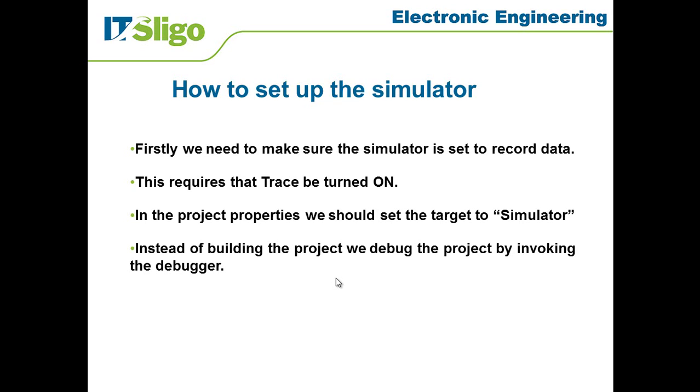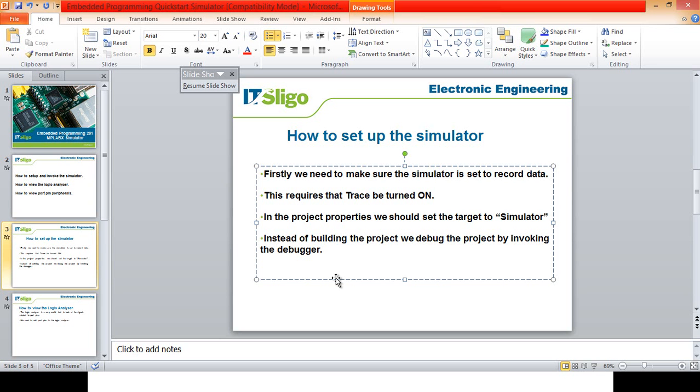So instead of building the project, previously what we did was we went up to execute and clicked the build button in order to build it to see that it's compiled and linked and loaded properly. In this case, though, we will use debug instead, because that is what will invoke the simulator to actually run. So we need to turn the trace on, set the target to simulator, and then run the debugger. Let's take a look at that.